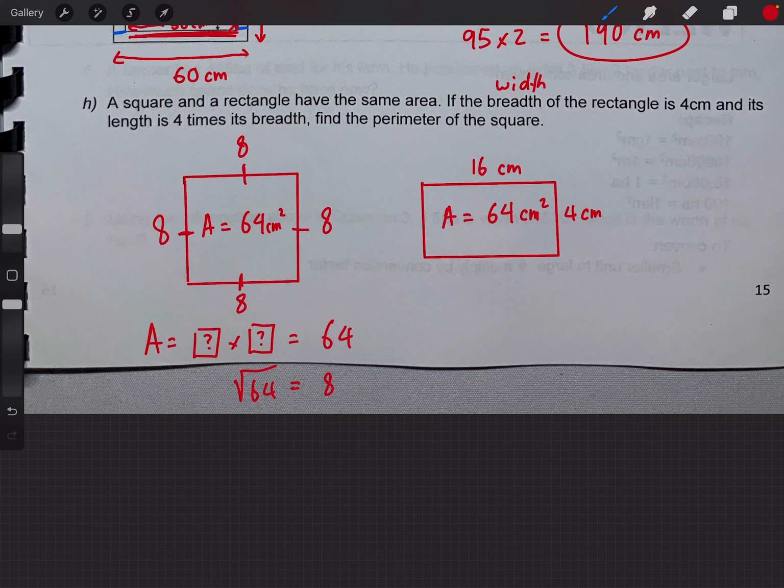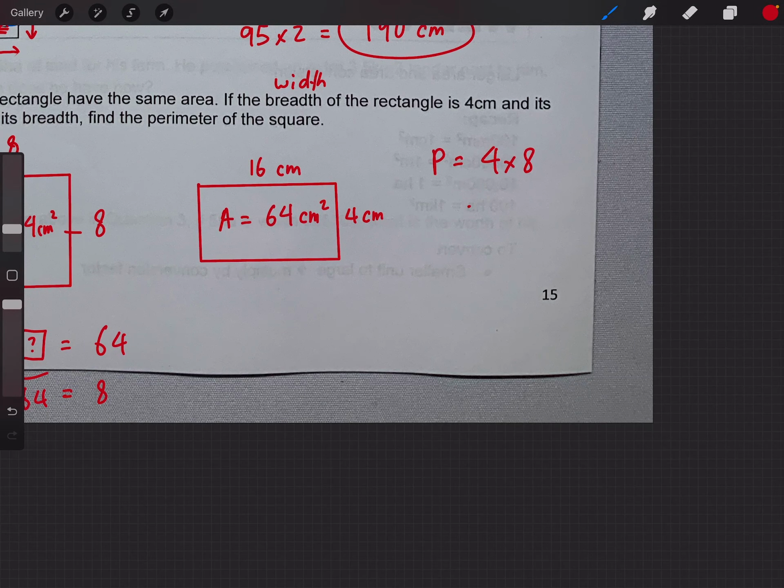Now you want to find the perimeter. The perimeter of the square is equal to 4 times 8, because there's 4 lots of 8s added together. And that's going to give you 32 centimeters, and that's done.